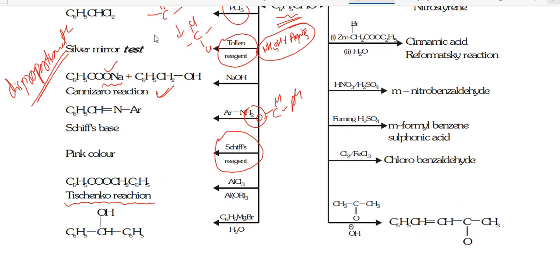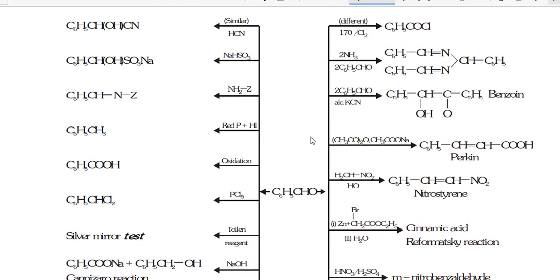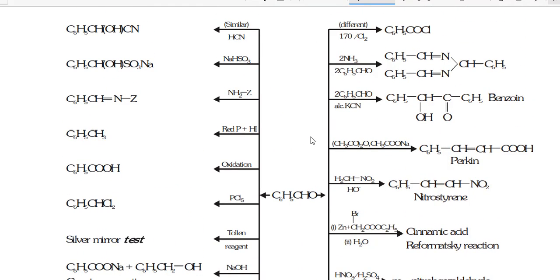Now next, benzaldehyde is reacting with Grignard reagent, again RMgX or phenyl magnesium bromide. We are getting alcohol. This mechanism we already discussed. Next, it is a rare reaction. It is the reaction with chlorine. Benzaldehyde is directly giving benzoyl chloride.